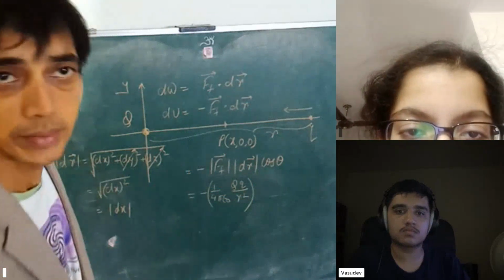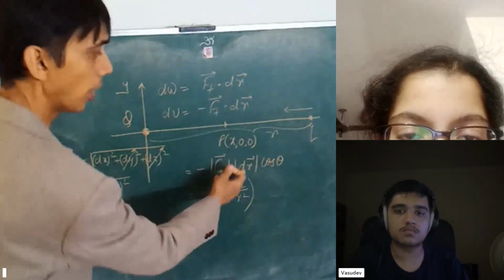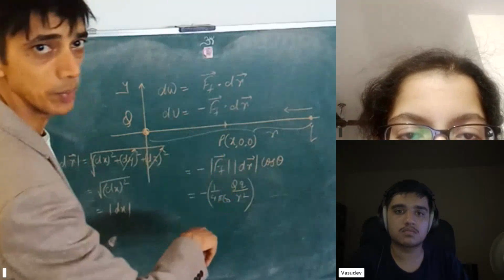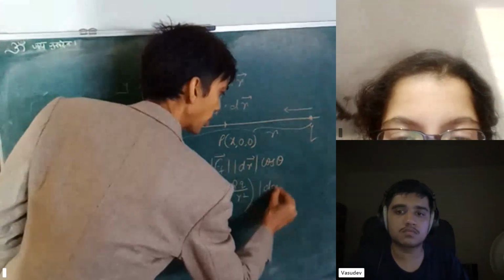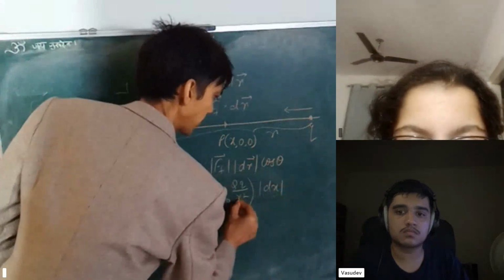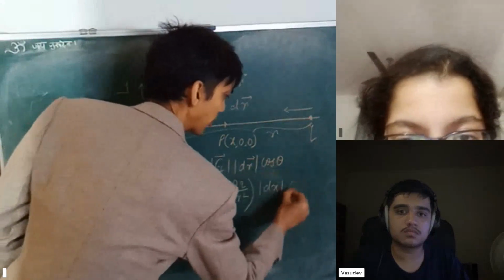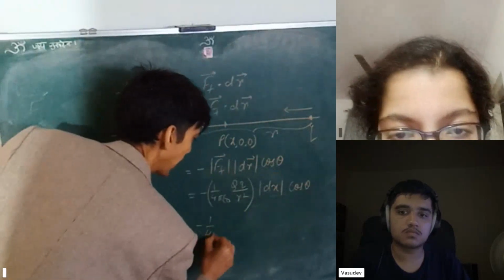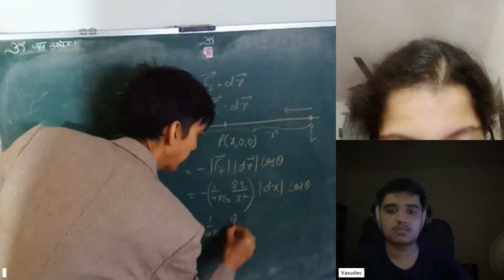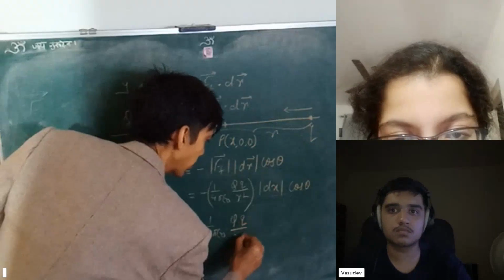I have to remove mod. I mark mod. I know what mod will be. Are you getting it? I can take one more step if you want, mod of dx. This can be r, and then the angle, I'll come to the angle later. After this, minus 1 by 4 pi epsilon naught, capital Q, small q by r square.